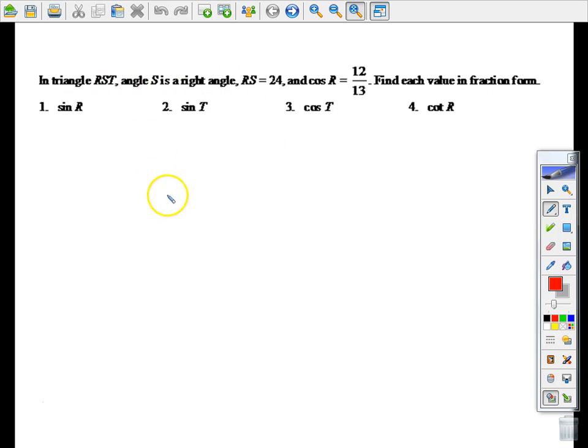We're going to make a triangle RST to give us something to look at. All right, and we're told that S is the right angle, so I'll just call this R and this T. We're also given the length of one of the legs. This length RS is measured at 24. Okay, what else are we told?